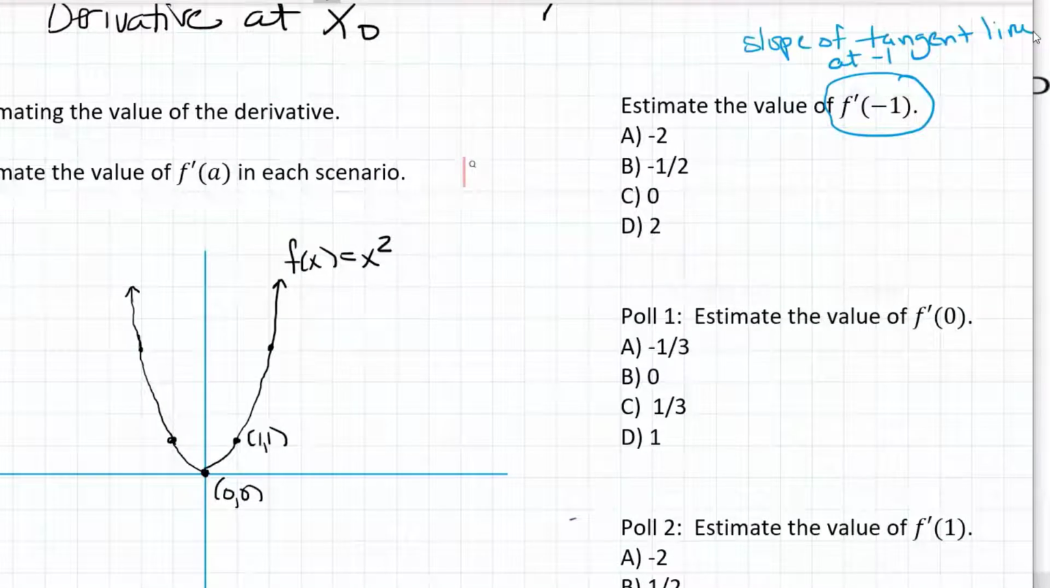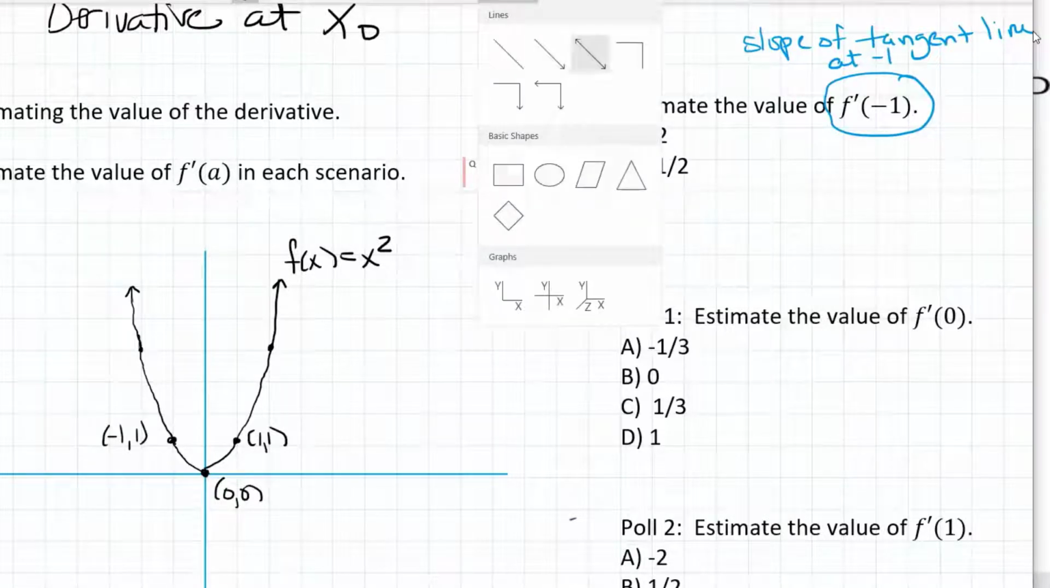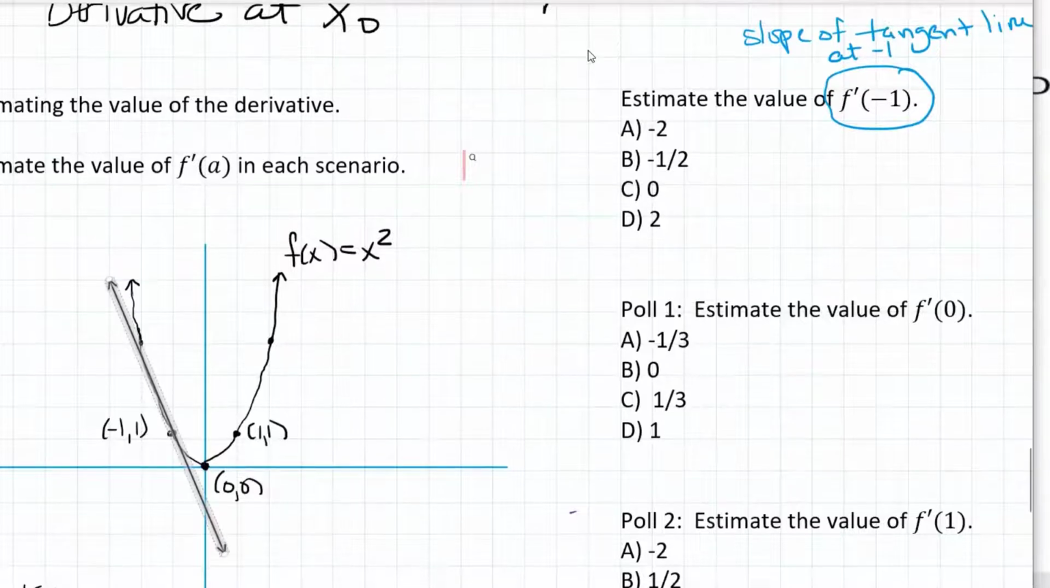So I would have to look at the graph, look at the point (-1, 1), and imagine the tangent line to the graph at that point, which would look something like this. Now we're just estimating here. I didn't ask you to actually find the derivative at that point, but I'm just looking at the graph and estimating the slope. So which one looks closest to the slope? -2, -1/2, 0, or 2.